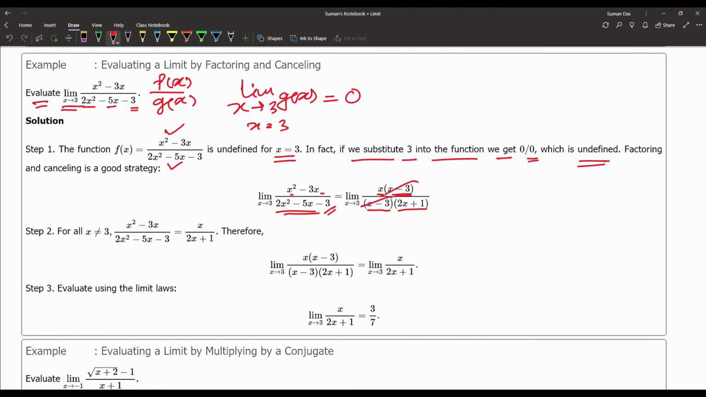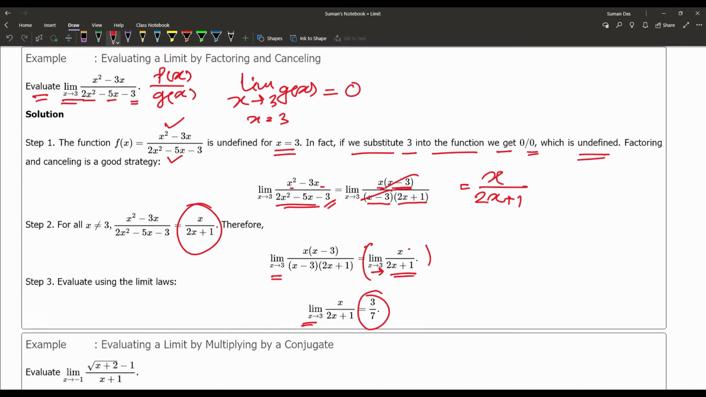So we can cancel out the x minus 3 part. Here the function becomes just x by 2x plus 1. Now just put the value x equals 3 here. So the limit is now limit x approaches 3 of x divided by 2x plus 1. Putting x equals 3, we get the result 3 by 7. So that is the way we can evaluate the limit by factoring and cancelling.